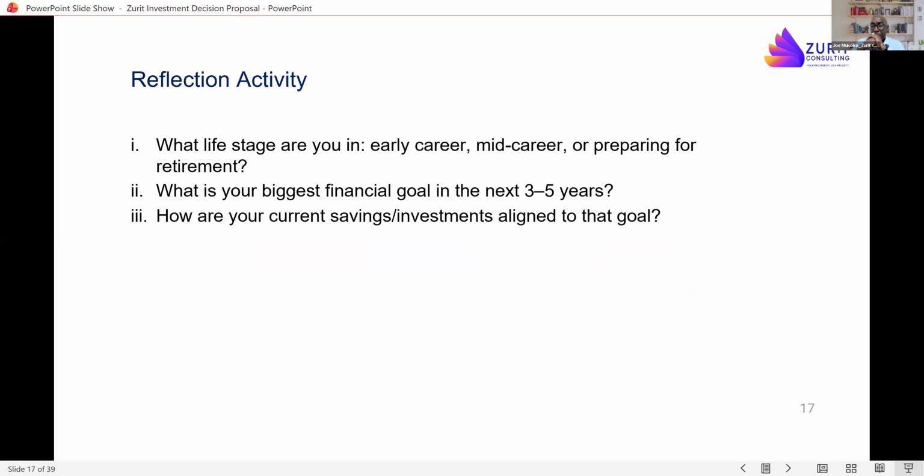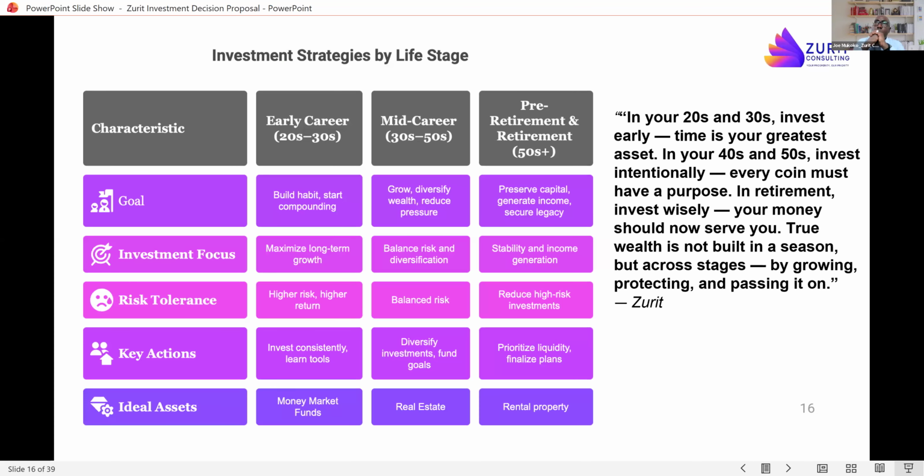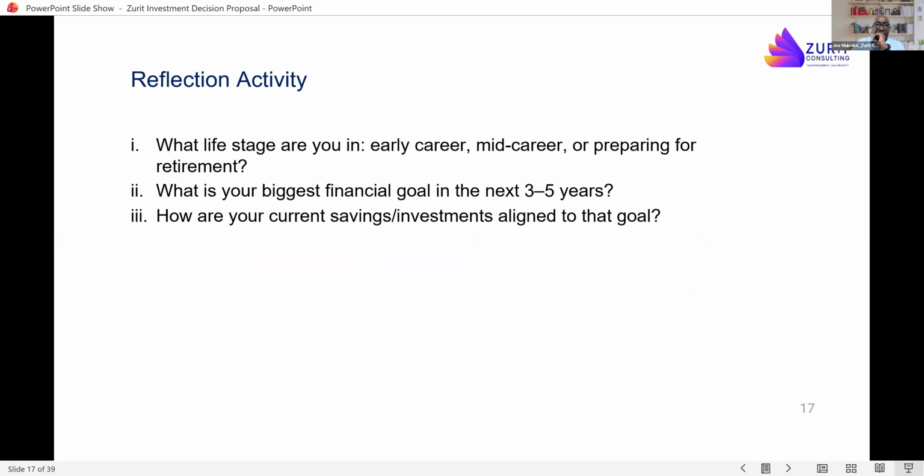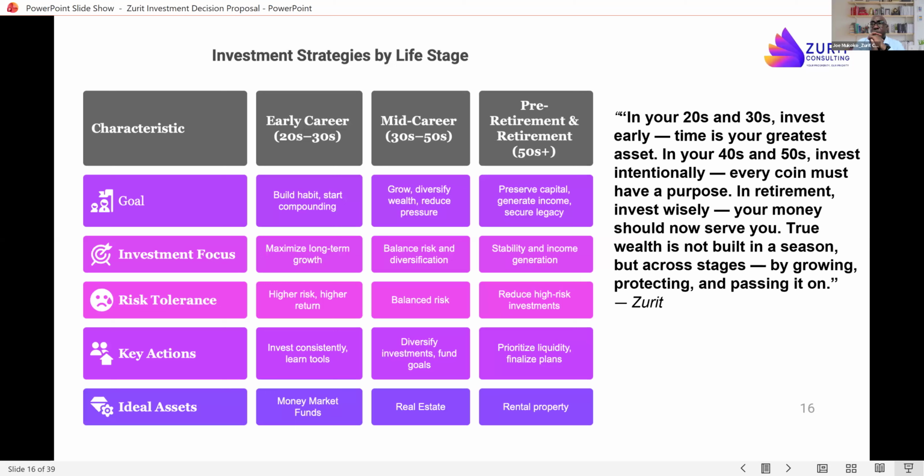So as we prepare to go on a break, what stage are you in your life currently? Are you early career, mid-career, or preparing for retirement? And what is your biggest financial goal in the next 3 to 5 years? So how are your current savings and investments aligned to that goal? So I'd like you to ask yourself those 3 questions. Where are you? What are your goals for the next 3 to 5 years? And your current investments, how are they aligned to making sure that you can retire or rest or be easy?